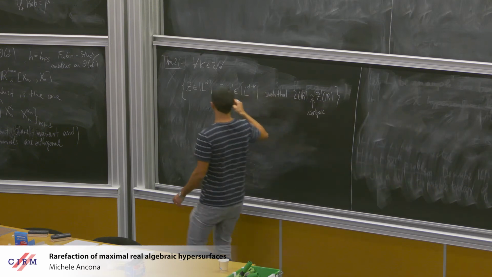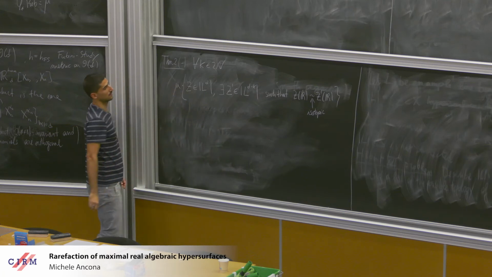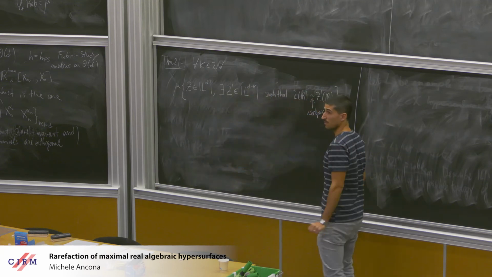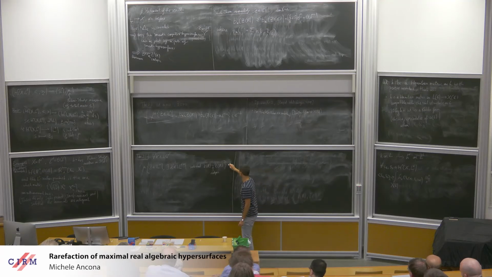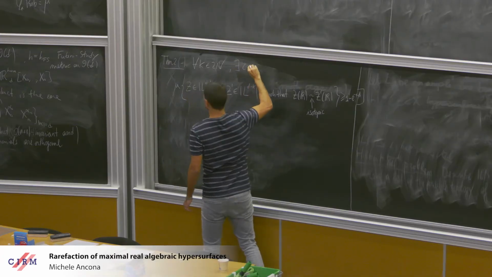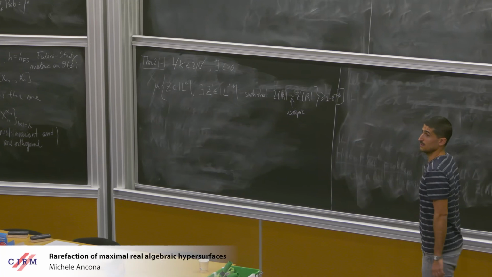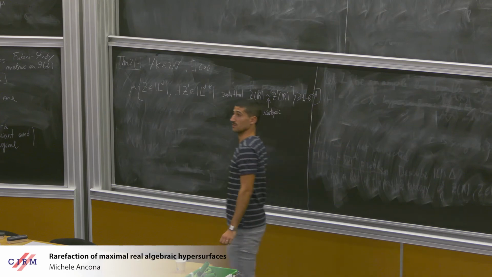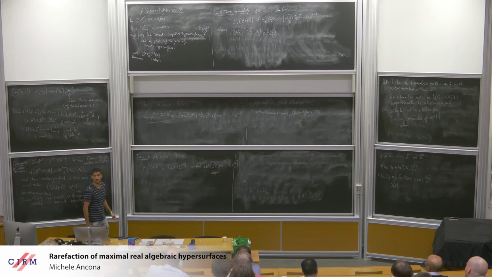And the result is that from a measure point of view, almost all the hypersurfaces share this property. Meaning that up to an exponentially small term, almost all the degree D hypersurfaces can be approximated by a degree D minus k hypersurface.